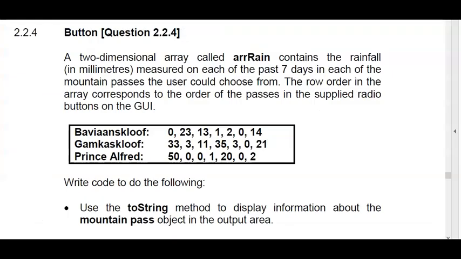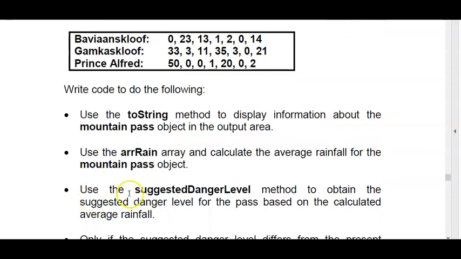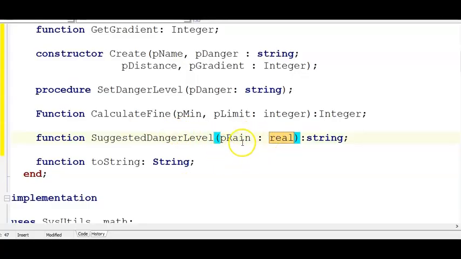Now, this was done in 2.2.4, and they talk about a two-dimensional array, and then they show you the values of the two-dimensional array, and then you'll see here you have to calculate the average rainfall yourself. So that means if I add those together and divide it by 7 for the 7 days, the rainfall over 7 days, that would be a real value. And then I would have to use that real value to set my danger level. So it's for that reason that I used P rain here, my parameter, as real.